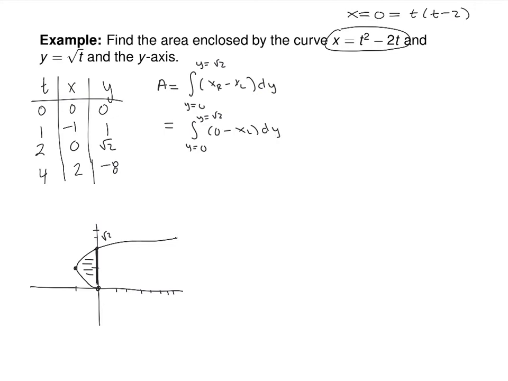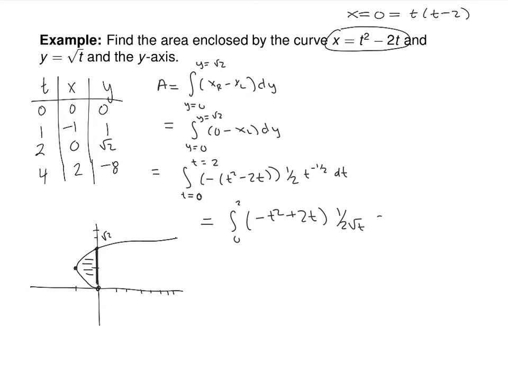Okay, so now let's use the parameterization instead. It turns out that y equals 0 corresponds to a t value of 0, and y equals root 2 corresponds to a t value of 2. And we'll have negative x dy. So x is t squared minus 2t, and then dy will be the derivative of y, which is 1/2 t to the negative 1/2 dt. It gets a little bit ugly, so let's simplify it. So the integral from 0 to 2 of negative (t squared minus 2t) times 1 over 2 root t dt.